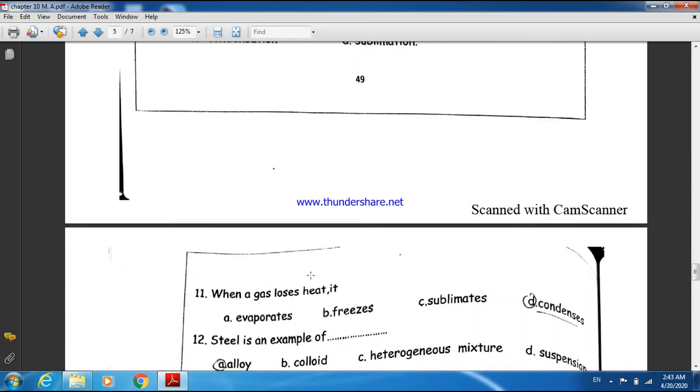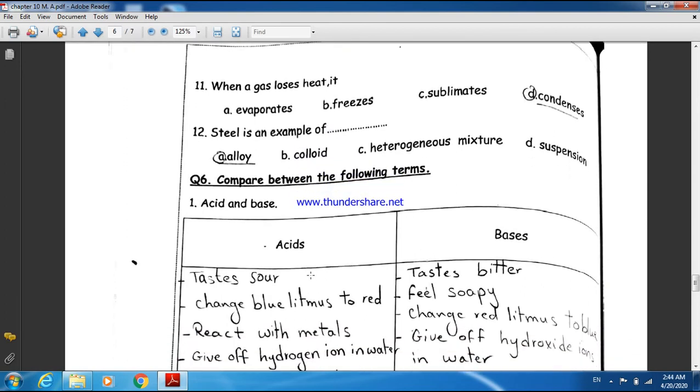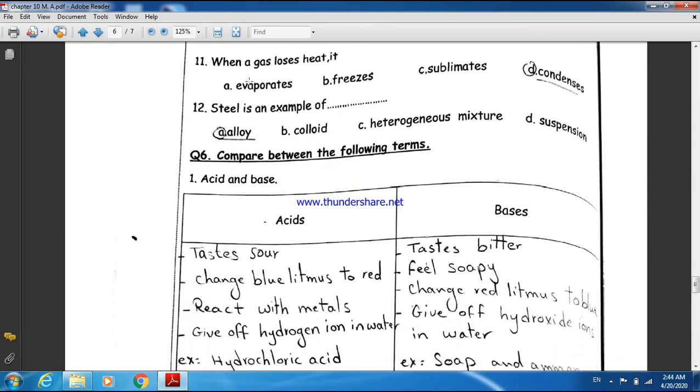Next page. Number 11, when a gas loses heat, it condenses. So I told you before, when the gas cools, it condenses and changes to liquid. So when the gas loses heat, it condenses.